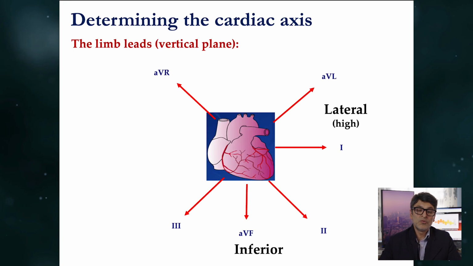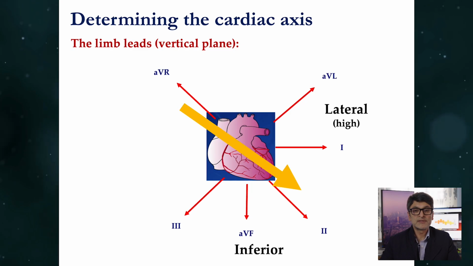Now, to interpret the axis, you just have to look at leads of the ECG. Which leads do you use? I'll take you through that. What I'm showing you here on this big yellow arrow on this slide is the generalized direction of travel. That's what we call a normal axis.